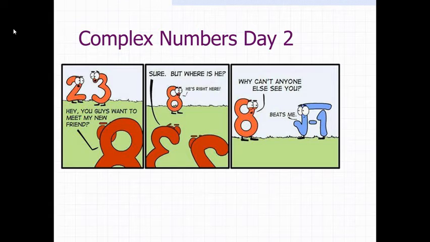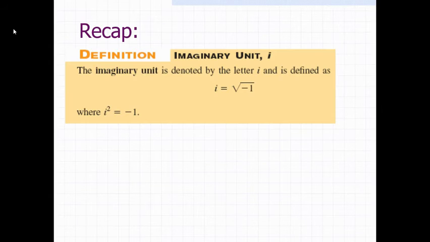So here's a little fun. Hey guys, want to meet my new friend? Sure, but where is he? He's right here. Why can't anyone else see you? Beats me. It's the imaginary number.